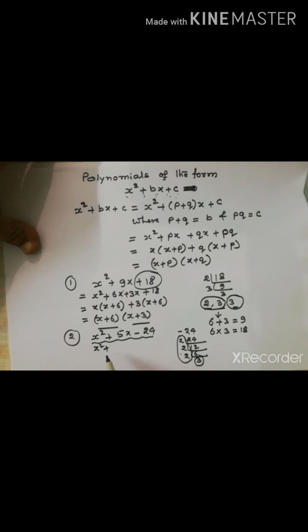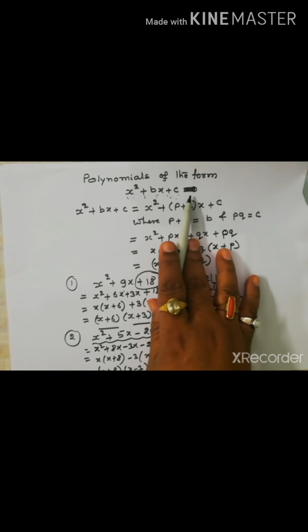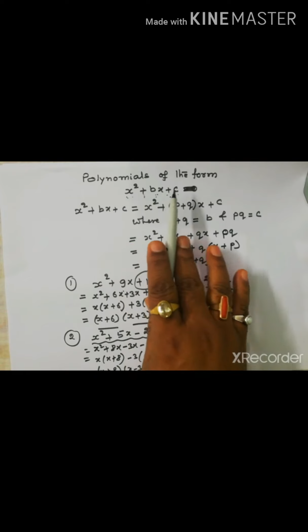So x square plus 8x minus 3x minus 24 is equal to x common, x plus 8, minus 3 common, x plus 8, which is equal to x plus 8 into x minus 3. Like this, we will solve all the polynomials in the form x square plus bx plus c.